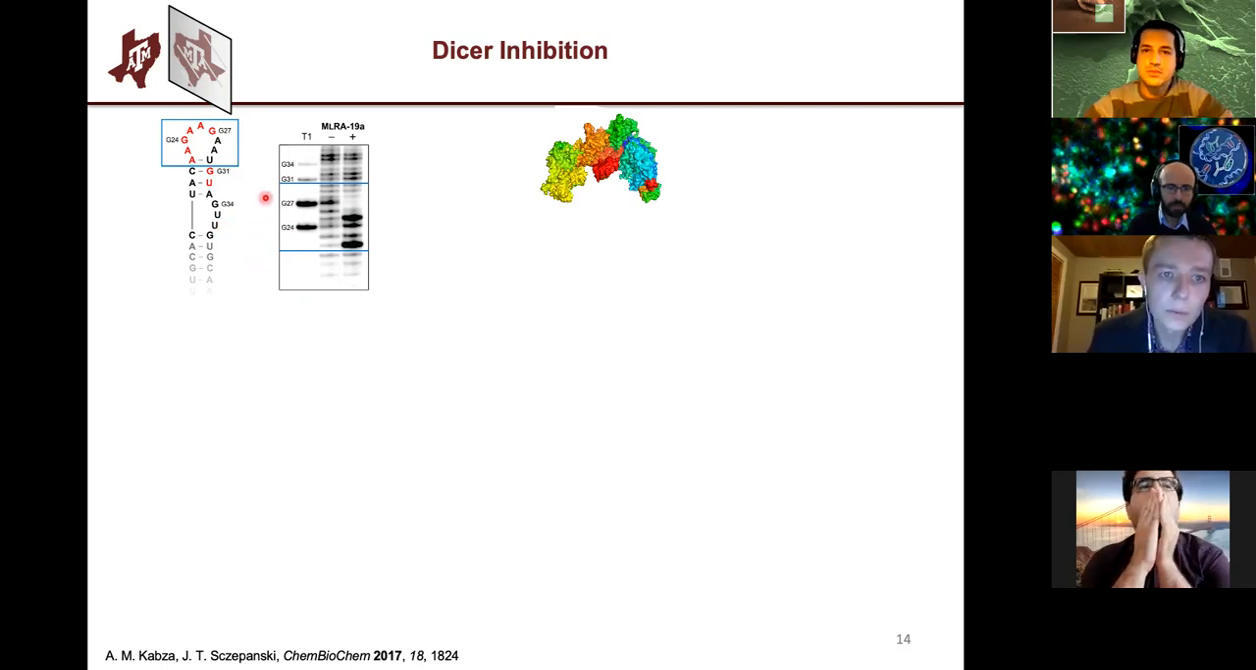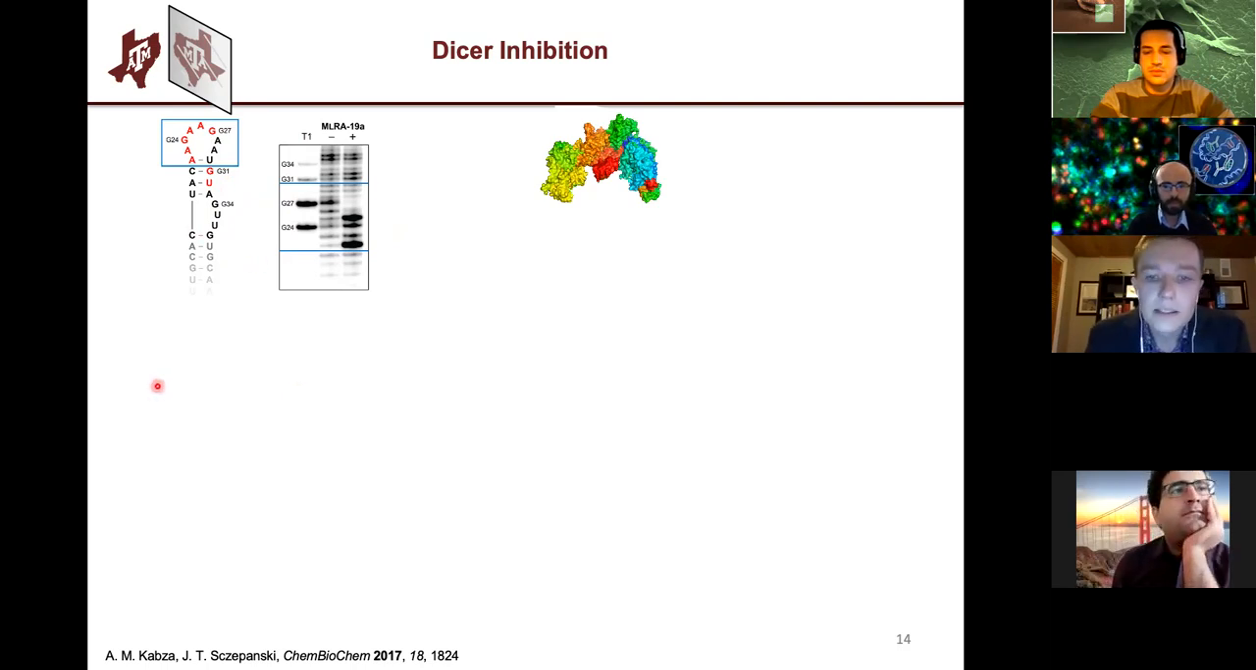And so when we mapped this, it shows, like I've highlighted in red here, the bases whose intensity changed the most. And we can clearly see that it's all around the loop region of this precursor microRNA. So that was a really good thing to see.